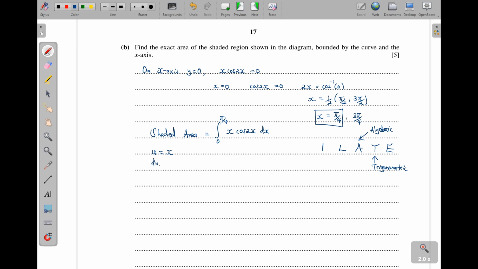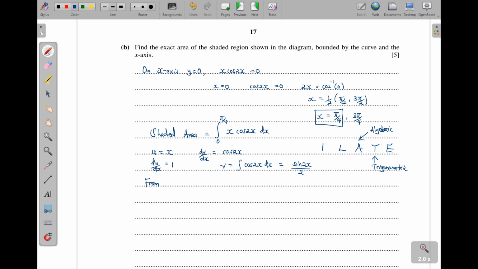So what is du dx? This one is going to give us 1. And then what is dv dx? dv dx is going to be that cosine of 2x. So meaning v is going to be the integral of this cos 2x. When you integrate cosine, you get a positive sign. But then you divide by the derivative of the angle, which is a 2 here, okay?